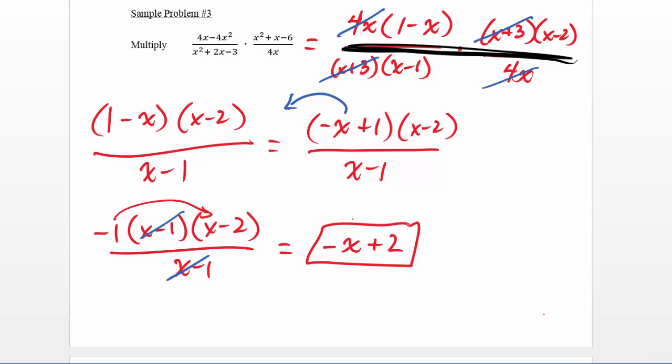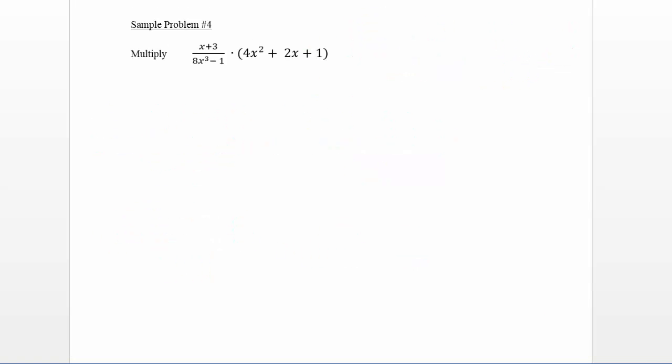Alright, so let's take a look at the next sample problem. Now this one can be a little bit tricky if you're not paying attention, but keep in mind that this second term is really all over 1. Now, here's where you have to reach back a little bit to your polynomial functions. 4x squared plus 2x plus 1 actually cannot be factored, and so you have to be real careful about trying to factor that up front.